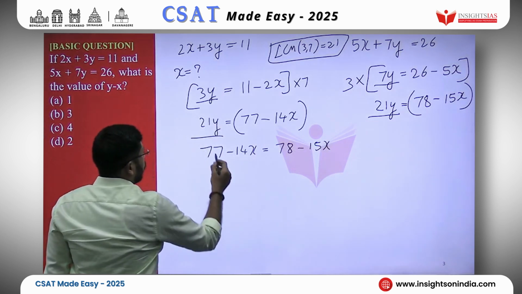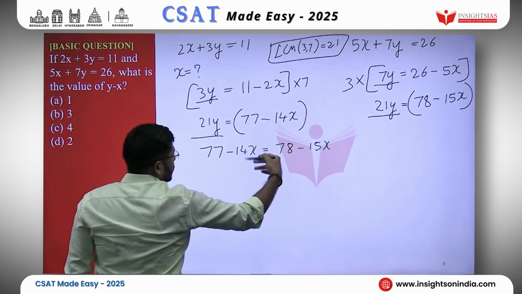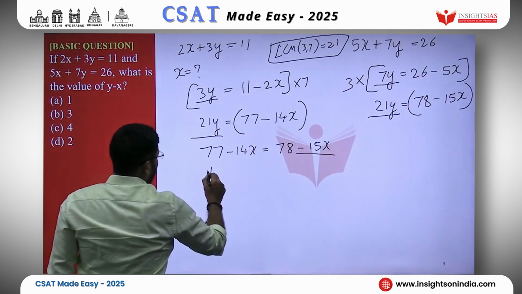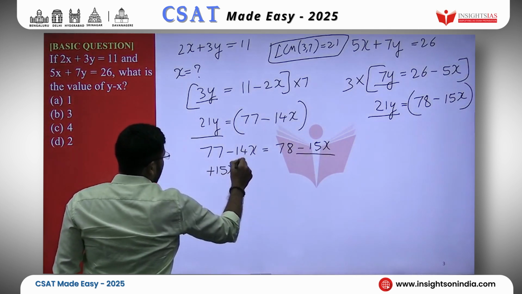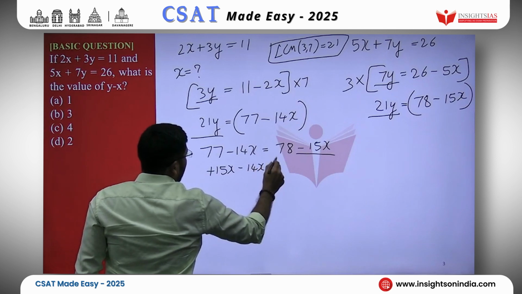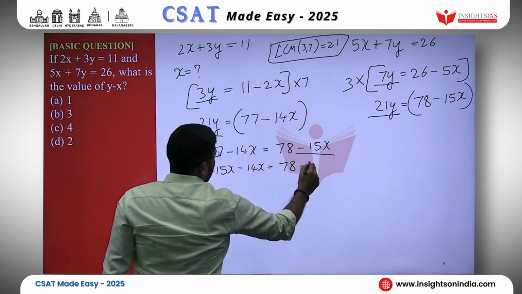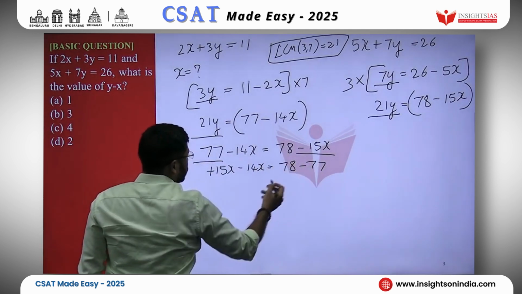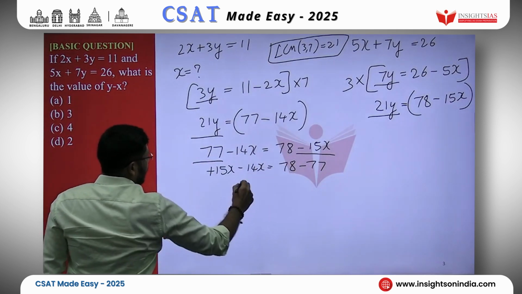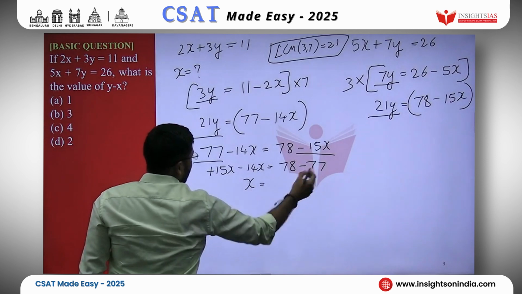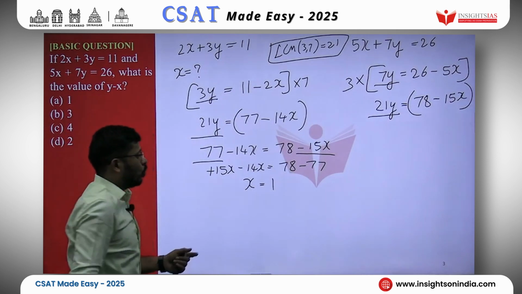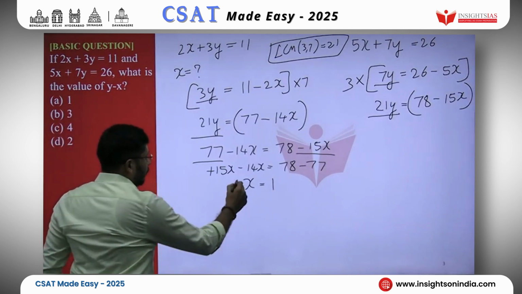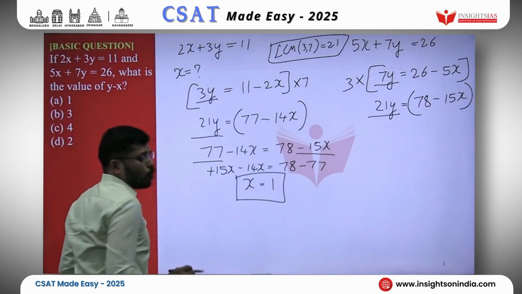Now I will send the constant that way and I will send the variable this way. Minus 15x will become plus 15x and minus 14x will remain the same. And here this would be 78 minus 77, because this is a plus 77 and when it goes that side it becomes minus 77. What is 15x minus 14x? That would be x. 78 minus 77, that would be 1. So we got the value of x to be 1.